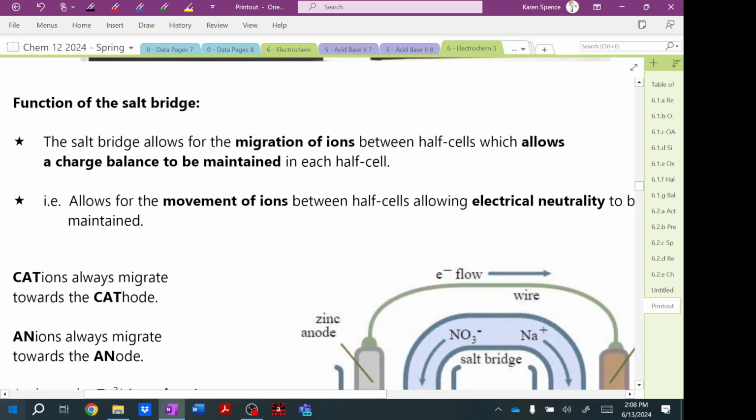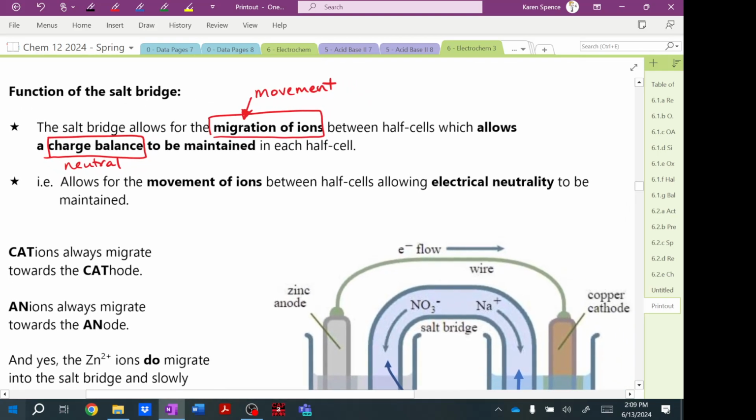Okay, so what is the function of a salt bridge? The salt bridge allows for the migration of ions. What is migration? Movement, okay? Between the half cells, which allows a charge balance. What does it mean for the charges to be balanced? Neutral. To be maintained. So that's one way of describing the function of a salt bridge.